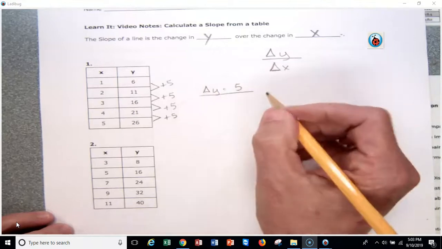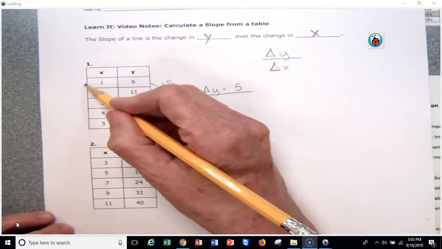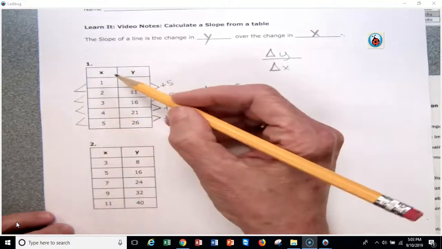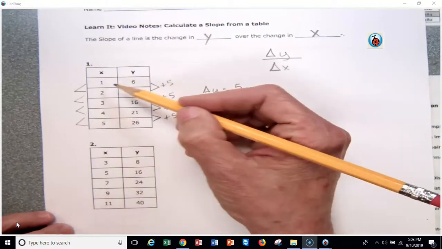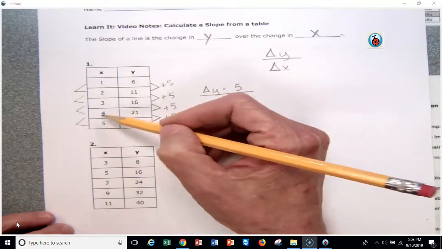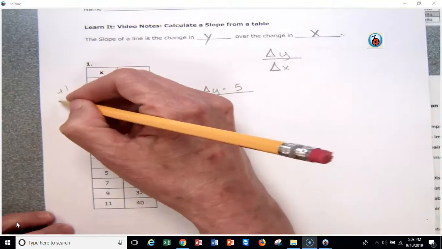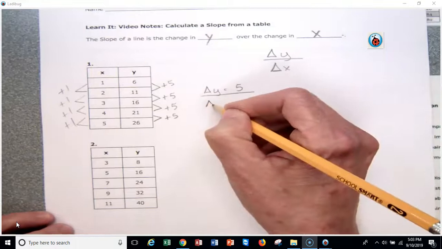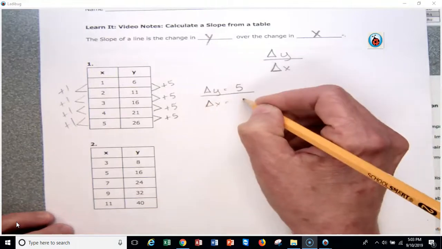And now we have to look at our change in x. And here's our change in x, and this one's a pretty easy one because it just goes up by ones. 1 to 2 is 1. 2 plus 1 is 3. 3 plus 1 is 4. 4 plus 1 is 5. So it's just plus 1, plus 1, plus 1, plus 1. So my change in x equals 1.